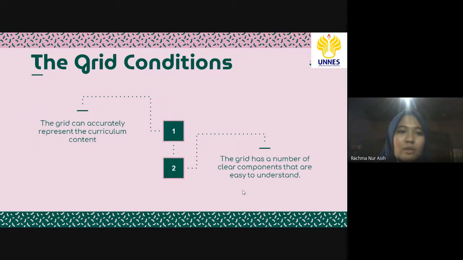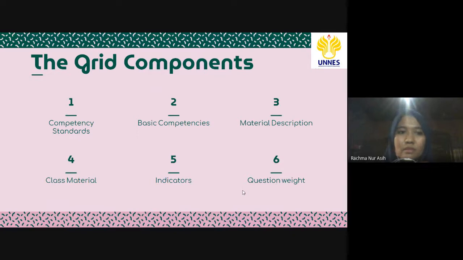There are 2 conditions of the grid. First is the grid can accurately represent the curriculum content, and the second, the grid has a number of clear components that are easy to understand. And there are 6 components of the grid. The first is competency standards, basic competencies, material descriptions, class materials, indicators, and question weight.